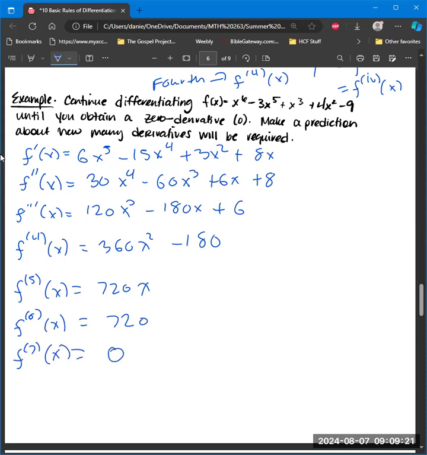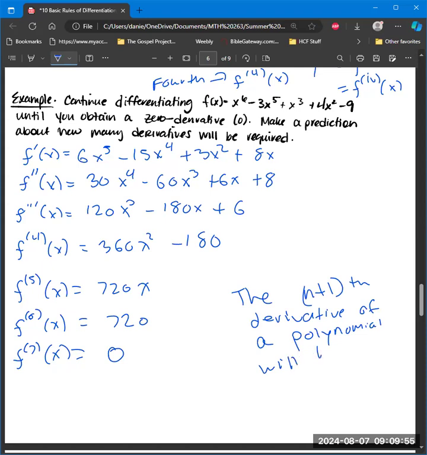So we're going to take the n+1 derivative of a polynomial here to ensure that we get a constant. The n+1 derivative of a polynomial will be 0. Okay.